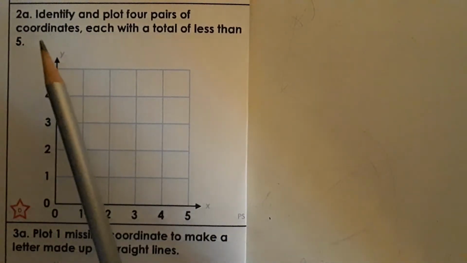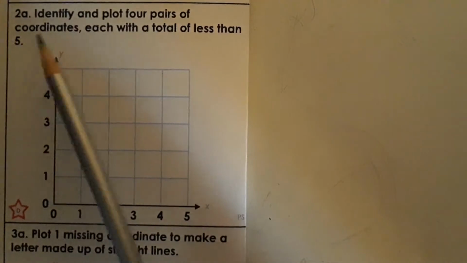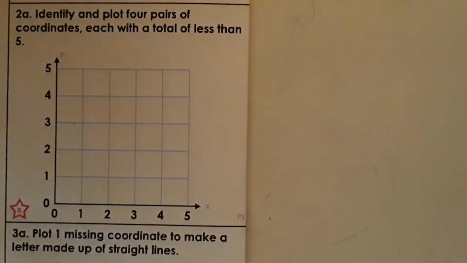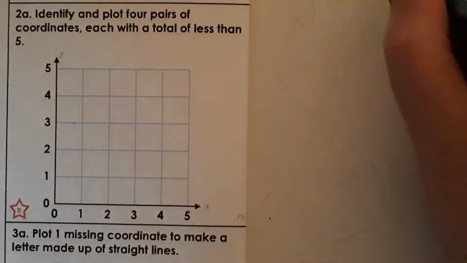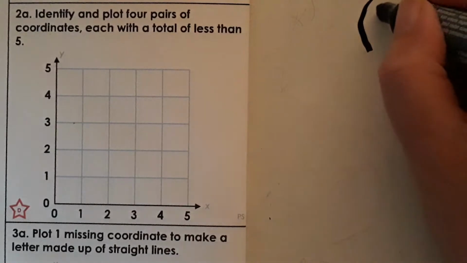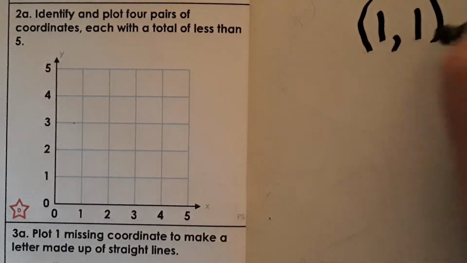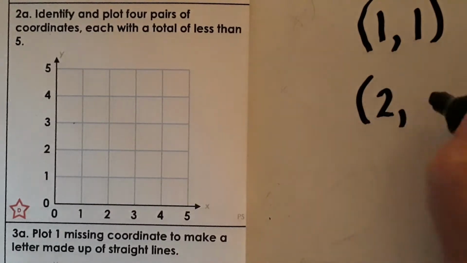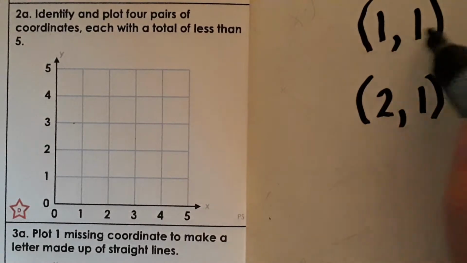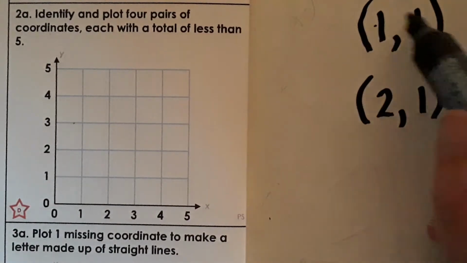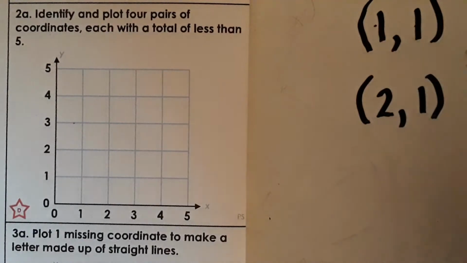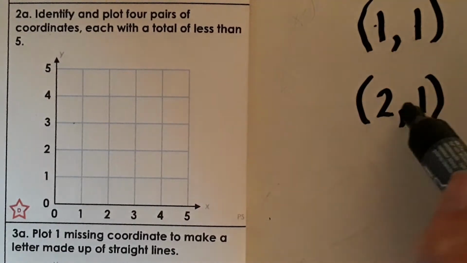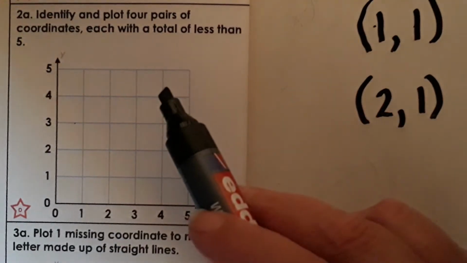2A, identify and plot 4 pairs of coordinates, each with a total of less than 5. So it's just our coordinates. We could have 1, 1, we need 4 pairs, 2, 1, and the rule is that if you add the digits together, they've got to be less than 5. So if you find the total of the 2 digits in the brackets, it's got to be less than 5.